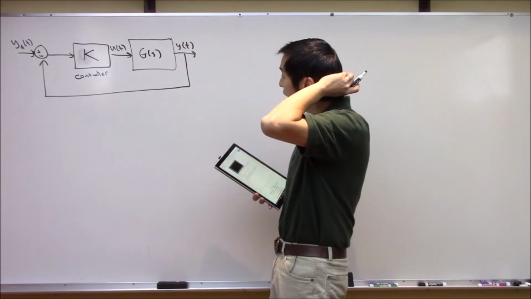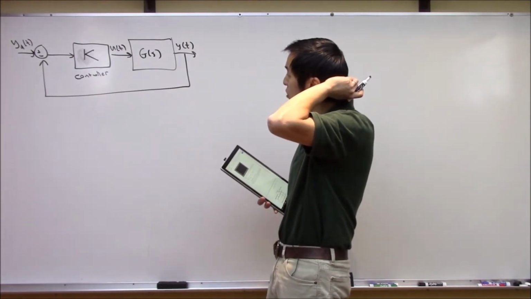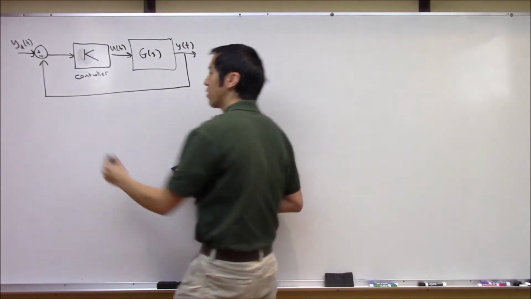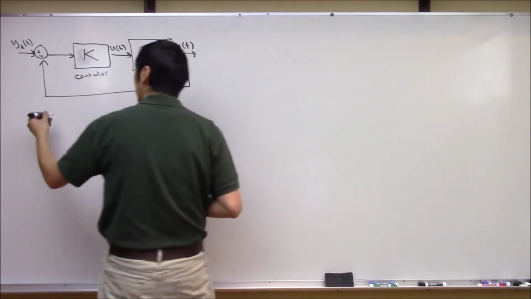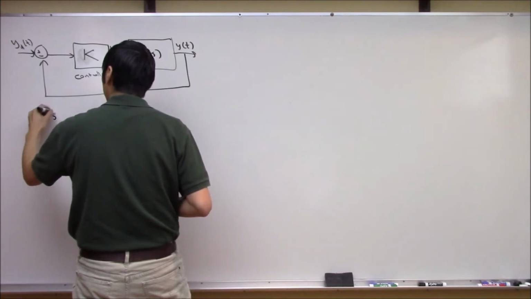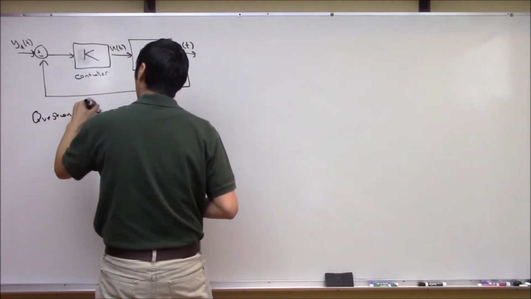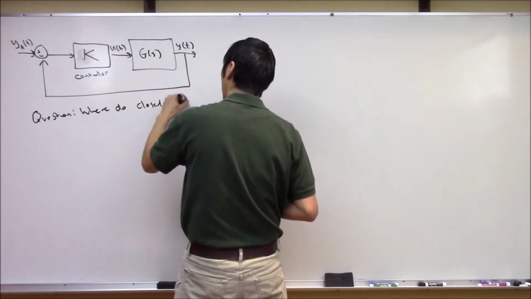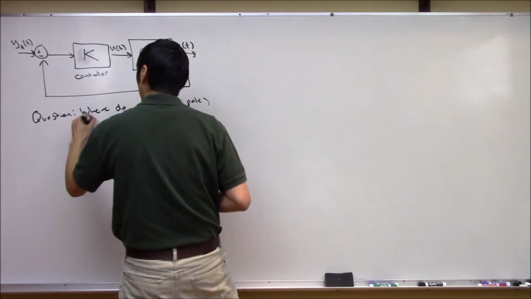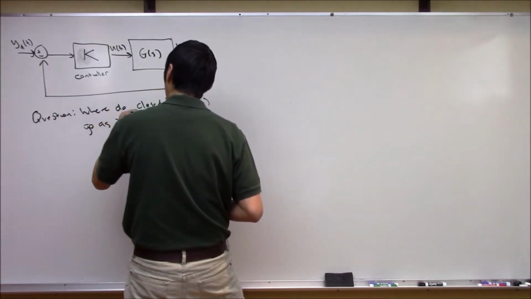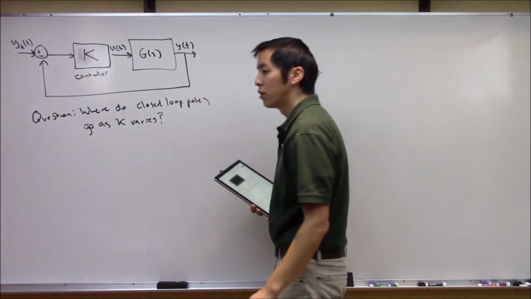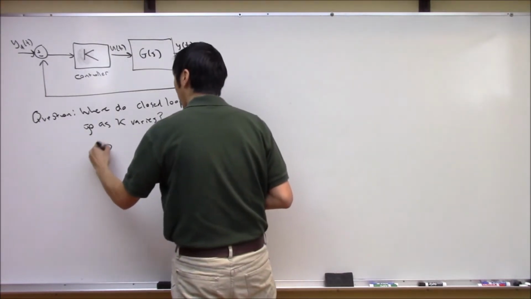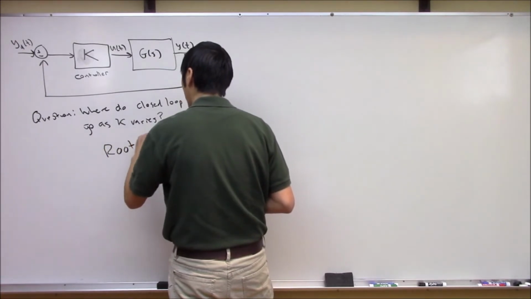Okay, so if I have that, one thing that you may want to do now is ask yourself where do the closed loop poles of the system go as K changes? Let's write that down as an important question: where do closed loop poles go as K varies? Hopefully what's setting off some bells in your head right now is that this is a great problem for root locus. This is the definition of root locus.